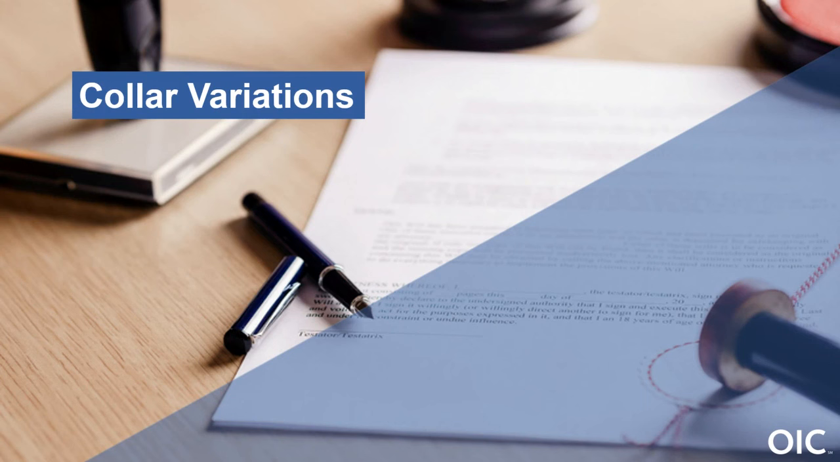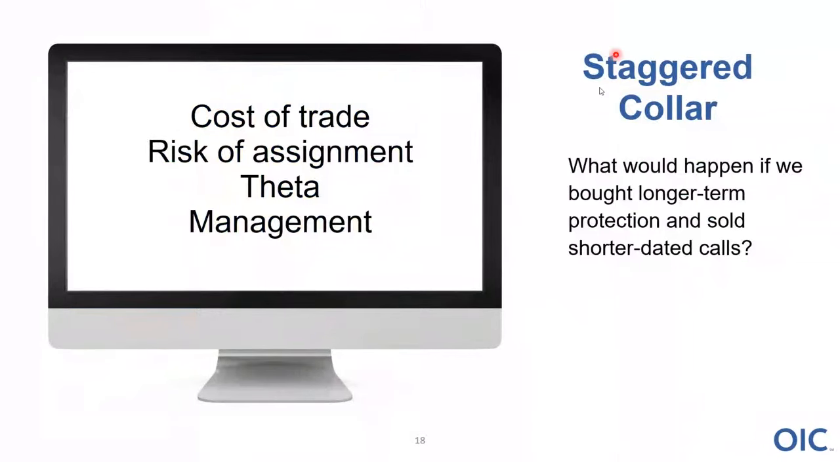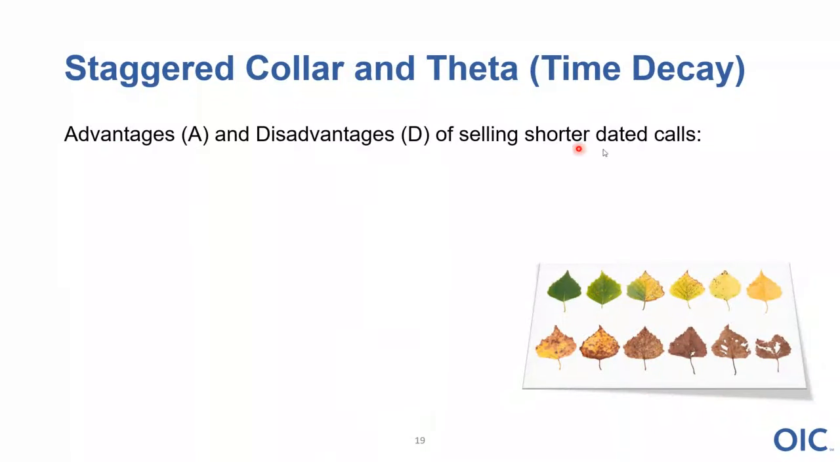First, I'm going to look at what I'm going to call the staggered collar, something I get asked about on a regular basis. Buying longer-term protection, longer-term put options, and selling shorter-dated call options. And then the idea being to continue selling shorter-dated call options. Looks like the collar, but it's not your traditional collar, which uses the same expiration date. Now, what are the advantages and disadvantages of doing it this way, staggering the expiration dates?